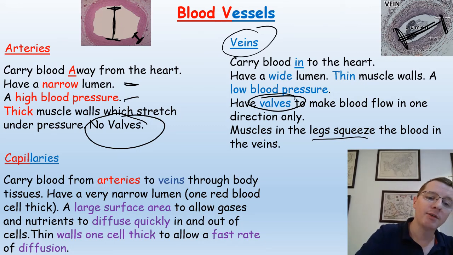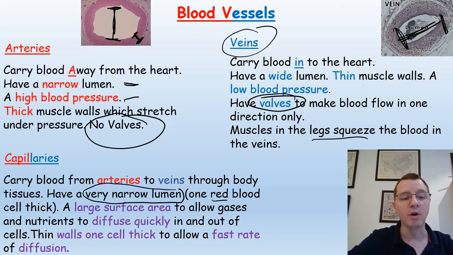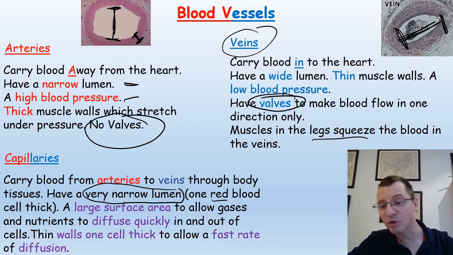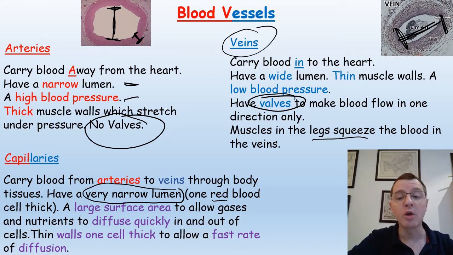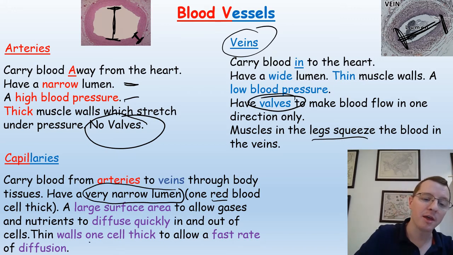Capillaries. Capillaries carry blood from arteries to veins through the body's tissues, and they have an incredibly narrow lumen. In fact, that lumen is just one red blood cell thick, actually just slightly smaller than one red blood cell. And this slows the movement of blood through the capillaries, which gives time and allows diffusion of oxygen and carbon dioxide to happen. Capillaries have a very large surface area that allow gases and the nutrients to diffuse quickly in and out of the cells, and the wall of the capillaries is just 1 cell thick, and this will allow a fast rate of diffusion.